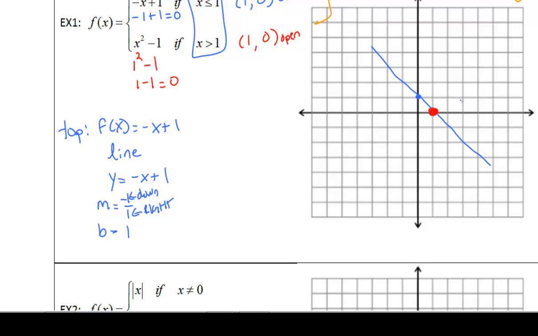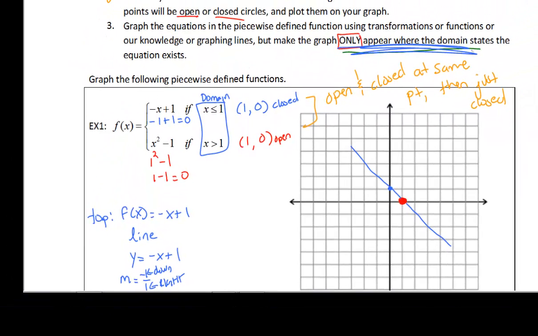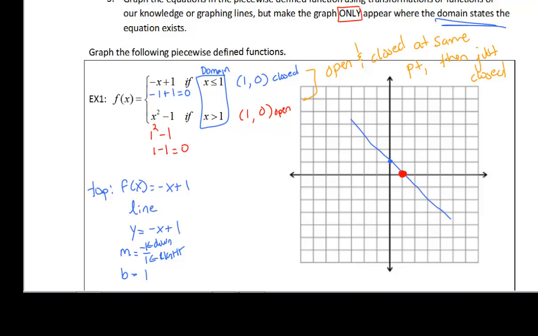Well, that's not correct because it says make sure you only graph it where the domain states you can graph it. So let's look at that domain. The domain of the top function says it can only be graphed where x is less than or equal to 1. So again, here's your x-axis. Here's 1 on your x-axis, 2, 3, 4. Here's 0, here's -1, -2. Where are the values on the x-axis less than or equal to 1? Well, over here on the left.